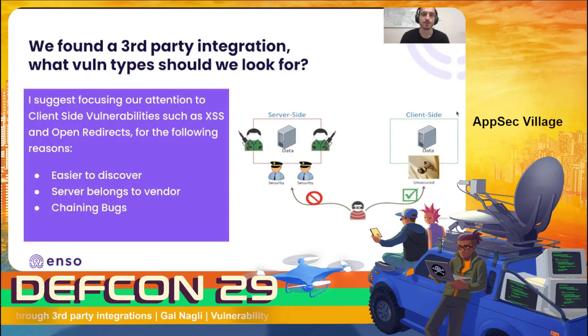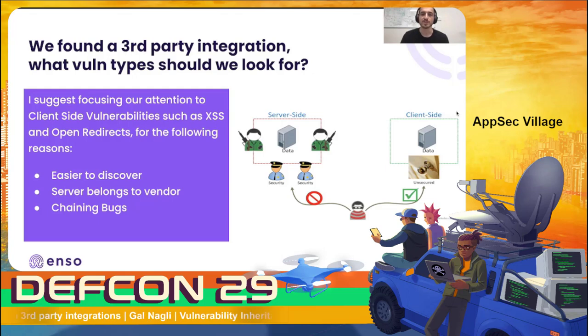I suggest focusing our attention on client-side vulnerabilities, such as XSS and open redirects, for the following reasons. One, they are easier to discover. Two, the server belongs to the vendor. We need to remember that if we attack a third-party integration via a CNAME or an IP, the IP address is actually the vendor's. So if we find RCE or SSRF, it's a legitimate vulnerability, but it affects the vendor. We want to find vulnerabilities to chain to affect our bounty target and not the vendor. So it's better to focus on client-side vulnerabilities.